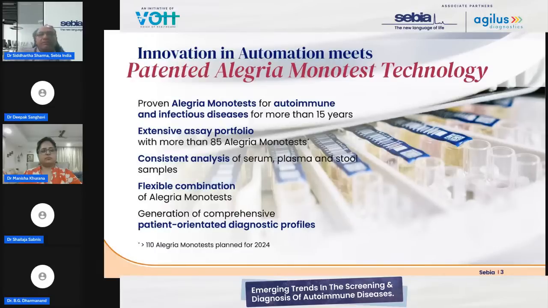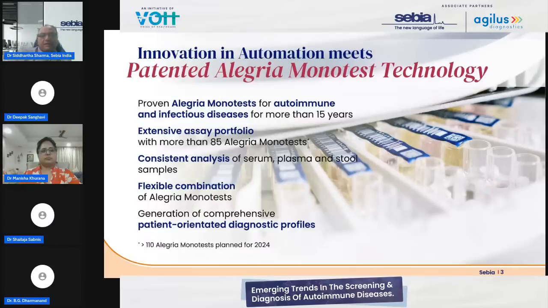So Allegria is the name of the instrument, and Monotest technology is the technology which the instrument uses. Sebia has been known to provide Allegria Monotests for autoimmune and infectious diseases for more than 15 years now. We have an extensive assay portfolio with more than 85 Allegria monotests currently available, and more than 110 tests are planned for the year 2024, so that it will bring about quite an exhaustive menu for autoimmune testing.